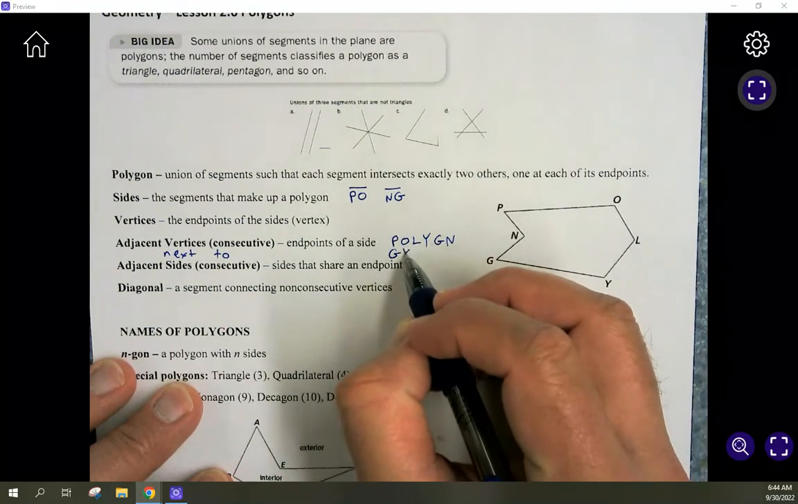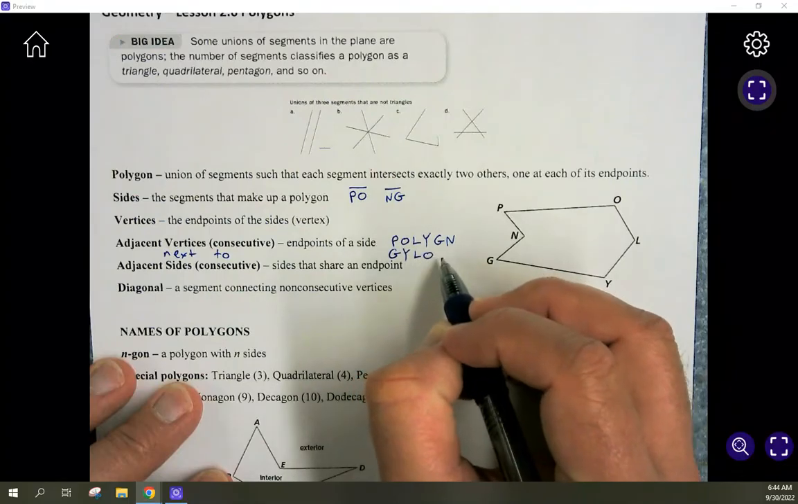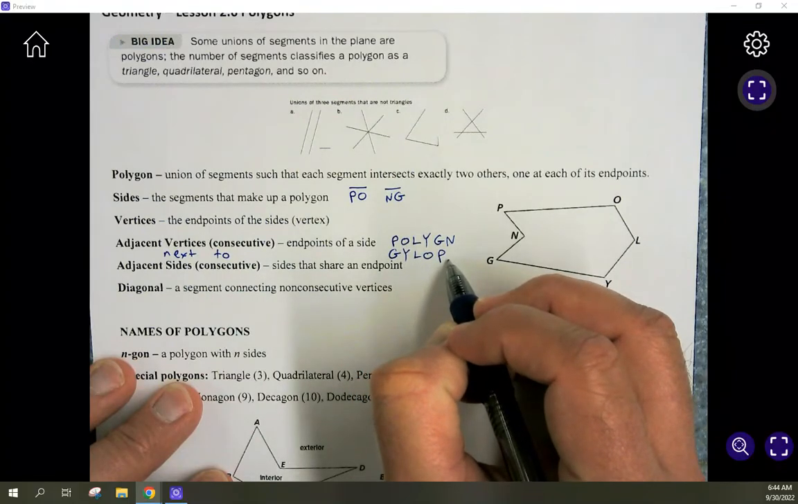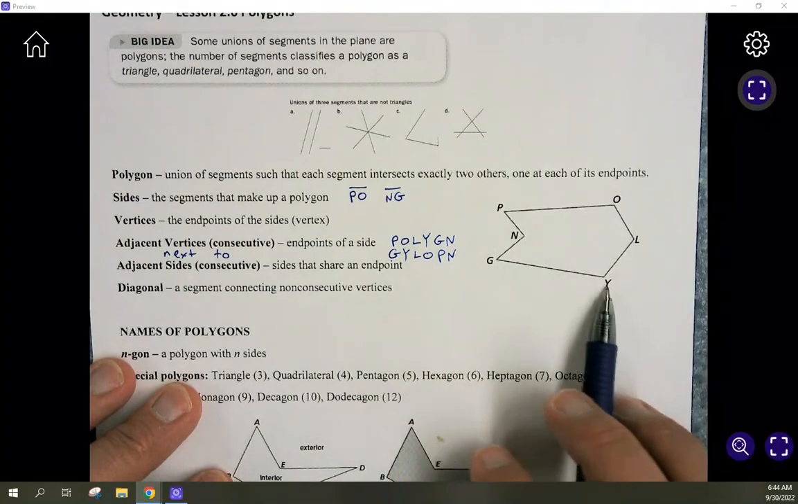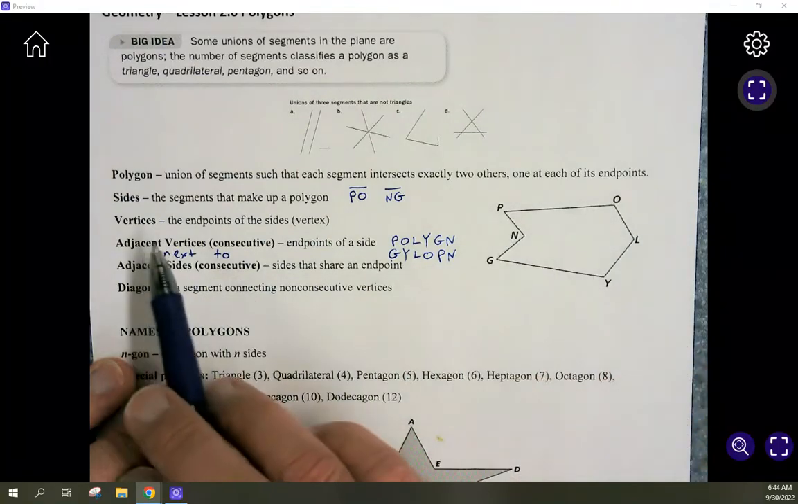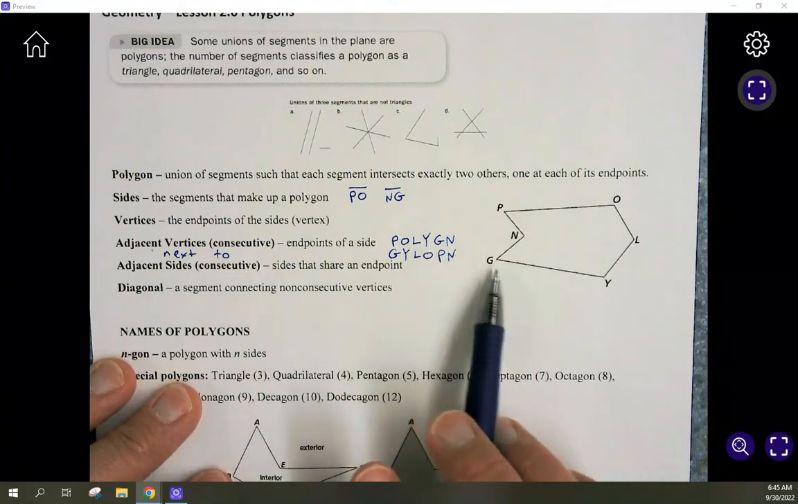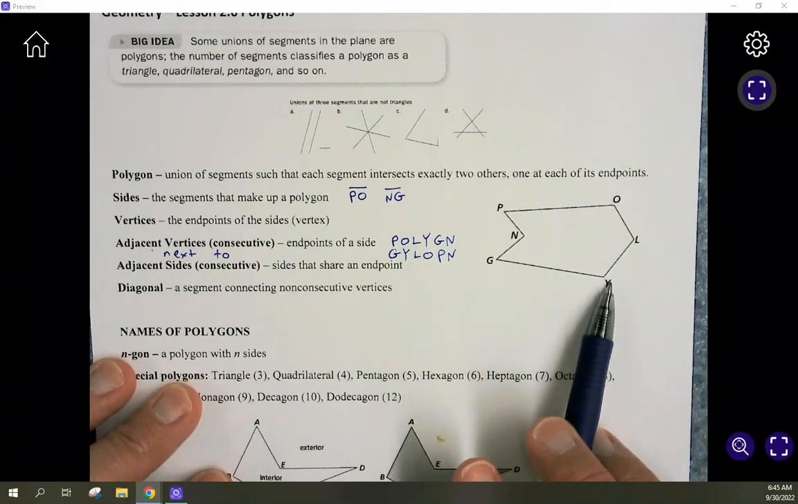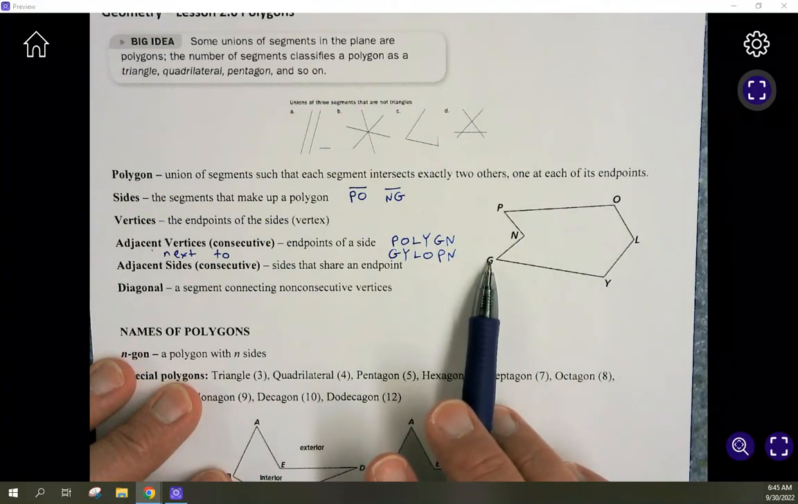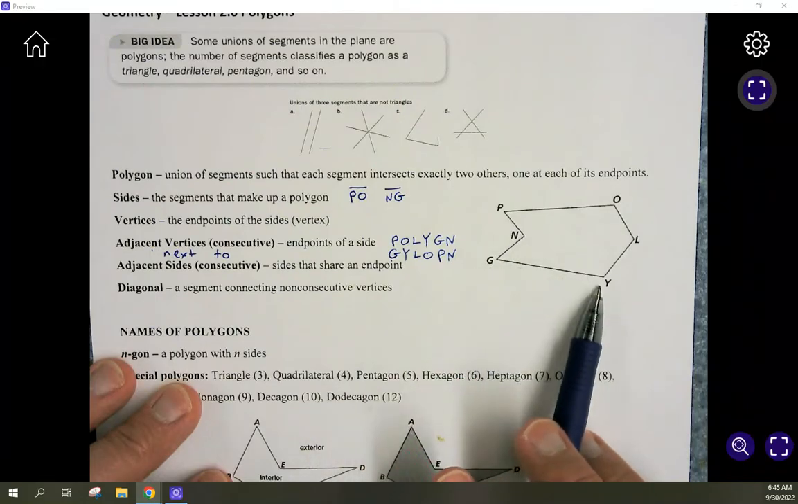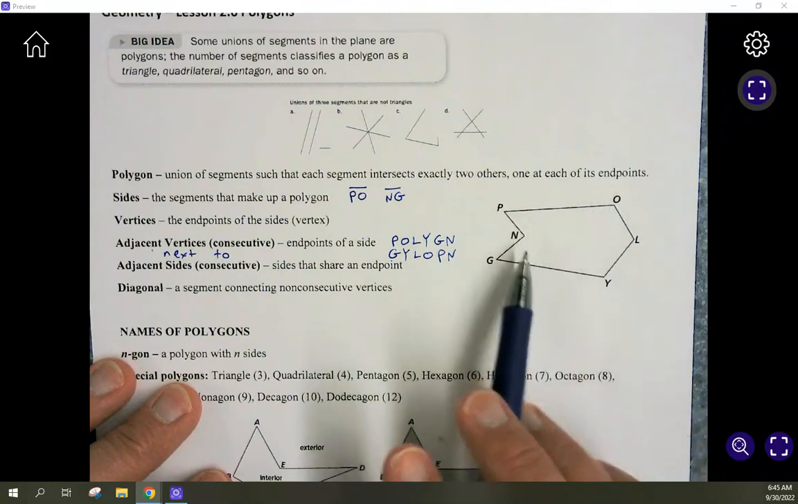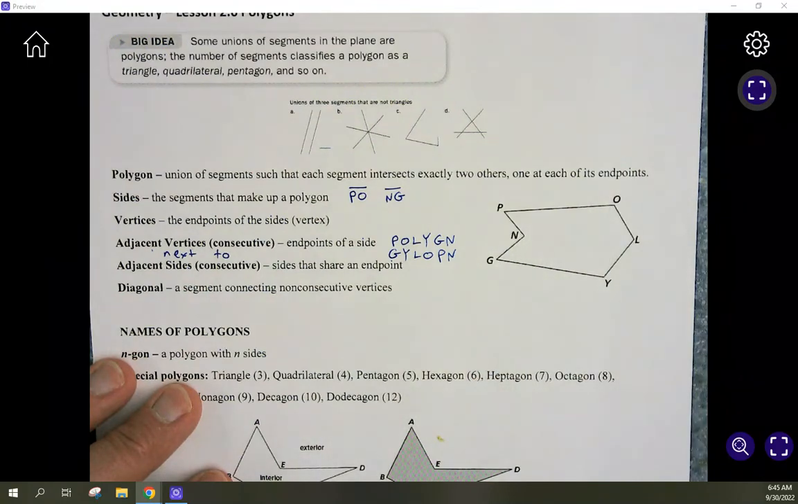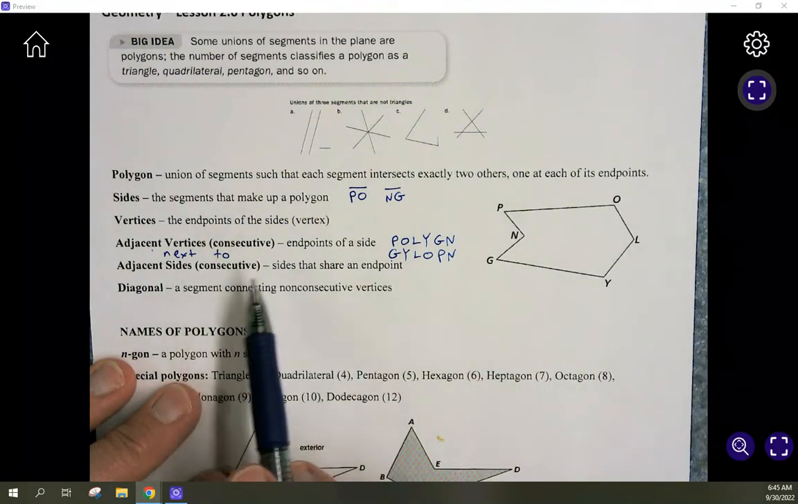Y, L, O, P, N, okay? But as I make my way around, I am using adjacent vertices, the ones that are endpoints of a side. So from G, if I'm going to name it, I either have to go to N or I have to go to Y. I cannot call this G, L, P, Y, O, N all over the place like that. Adjacent sides, same idea.